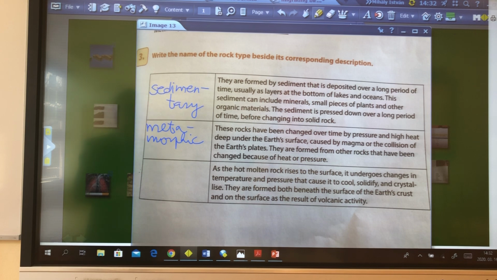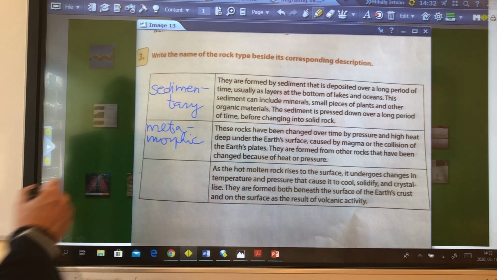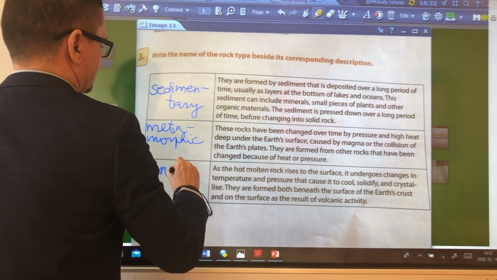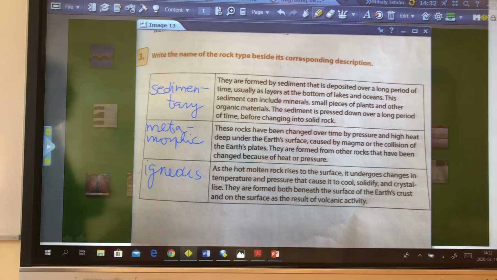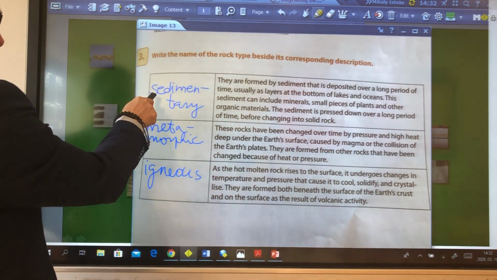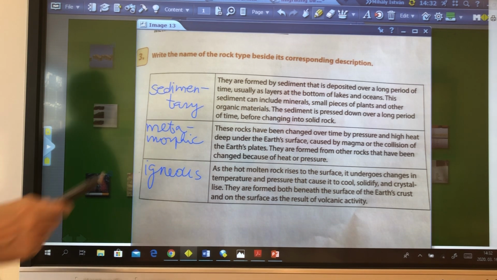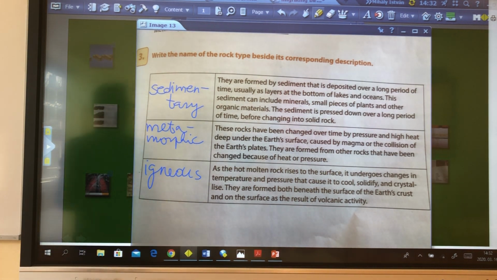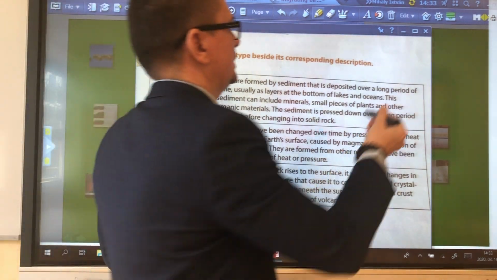And the last one, as the hot molten rock rises to the surface, it undergoes changes in temperature and pressure that cause it to cool, solidify and crystallize. They are formed both beneath the surface of the Earth's crust and on the surface as the result of volcanic activity. I think this one is easier than the others: igneous rocks. Let's see the meanings. Üledékes kőzetek, sedimentary rocks. Átalakult kőzetek, metamorphic rocks. Vulkáni kőzetek, igneous rocks. I hope your homework was good, so we can move on now.